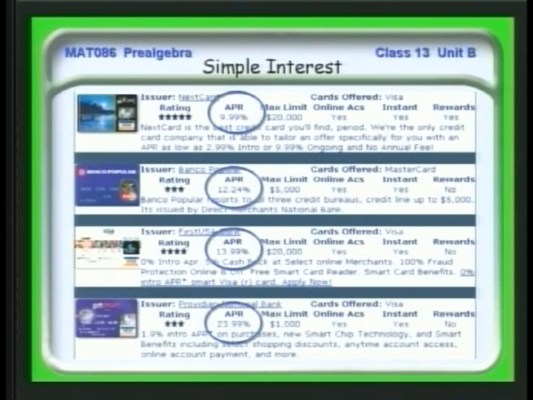In other words, one credit card charges you 9.99% to use their money. Another credit card looks like it's charging you 12.24% APR to use their money, and so on. So of course, when you go shopping for a credit card, you want to try to find one with the smallest possible APR, the smallest possible charge to you for the use of the credit card company's money.